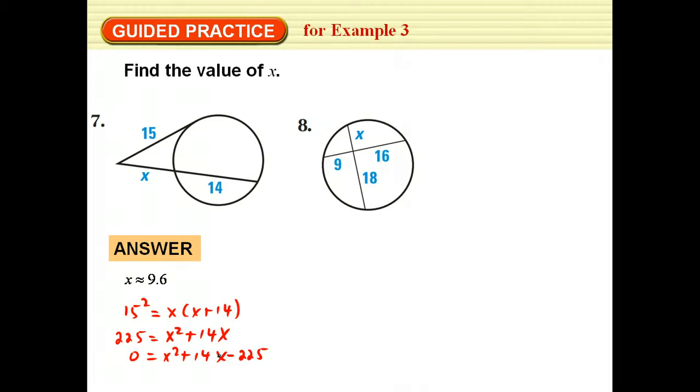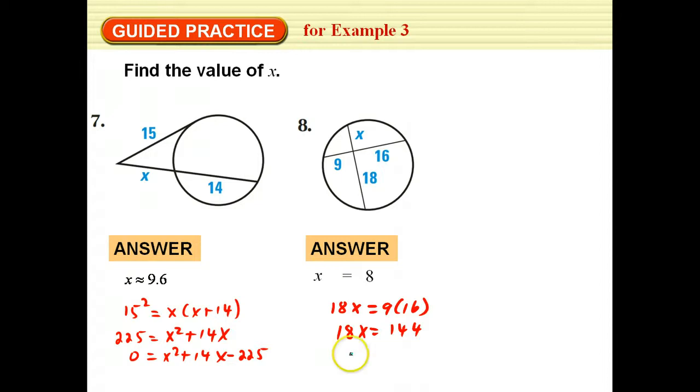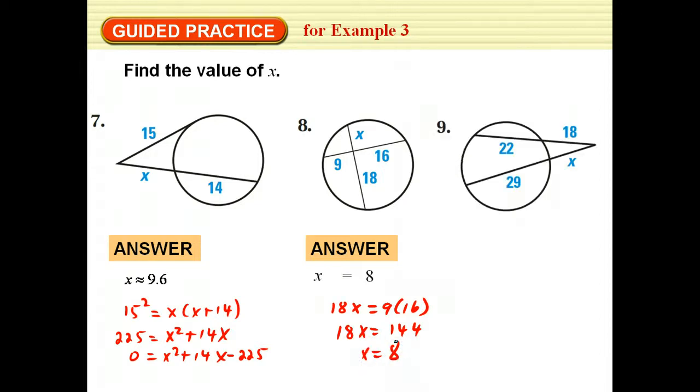In this one, how do we do it? Now remember, this goes back to the two chords, so I get 8. And how did I get that? I simply said 18 times x has to equal 9 times 16. 9 times 16 is 144, so 18x is 144, and dividing by 18 gives me x is equal to 8.